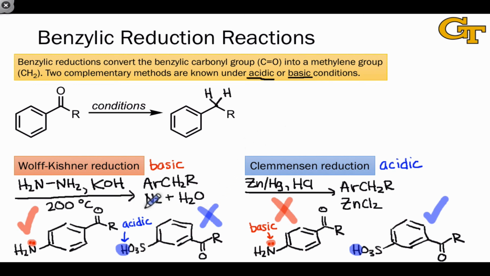And so we can see that we need either the Wolff-Kishner conditions or the Clemmensen conditions to address both of these substrates. And the key to recognizing that was seeing the potential for acid-base chemistry within these functional groups in the side chains of the benzene ring.